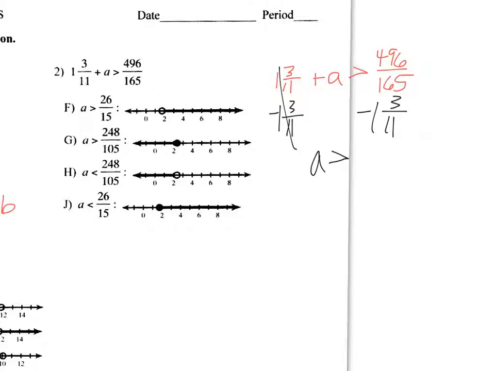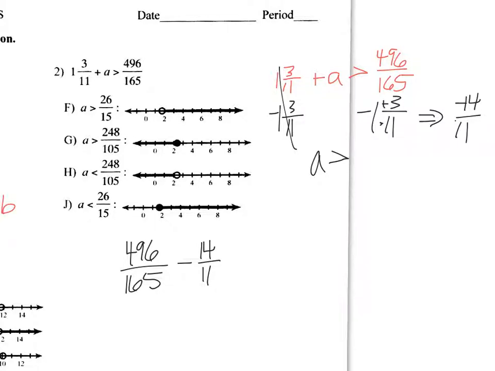I'm going to do some review of fractions here, even though you might have a calculator to help you. Remember, we've got to get a common denominator. The first thing I'm going to do is change my mixed number. So I'll multiply, add. That would be 11 times 1, plus 3 is 14, so that'd be a negative 14 over 11. So I have 496 over 165 minus 14 over 11.